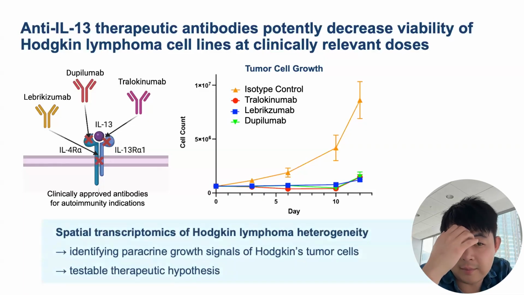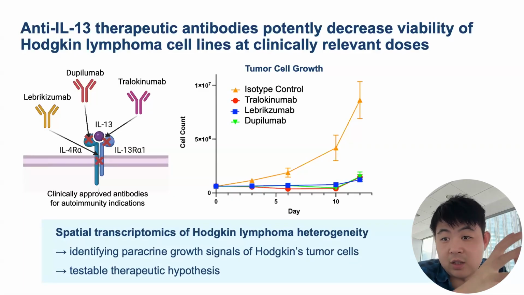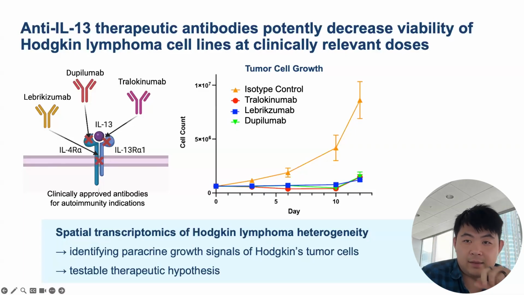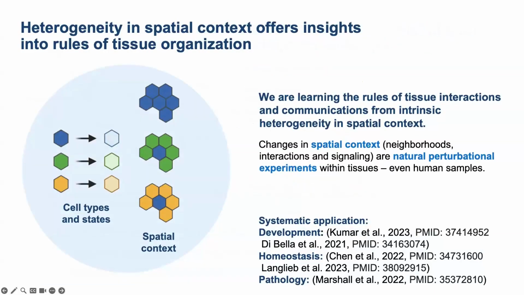It's interesting because, leveraging the intrinsic spatial heterogeneity within human samples, you can identify these paracrine growth signals critical for tumor cell survival. And that led to some testable therapeutic hypotheses. These are just a couple of examples, but I think this idea that changes in spatial context, whether they're neighborhoods, interactions, or signaling, are natural perturbational experiments within tissues, even human samples, is a pretty powerful one.